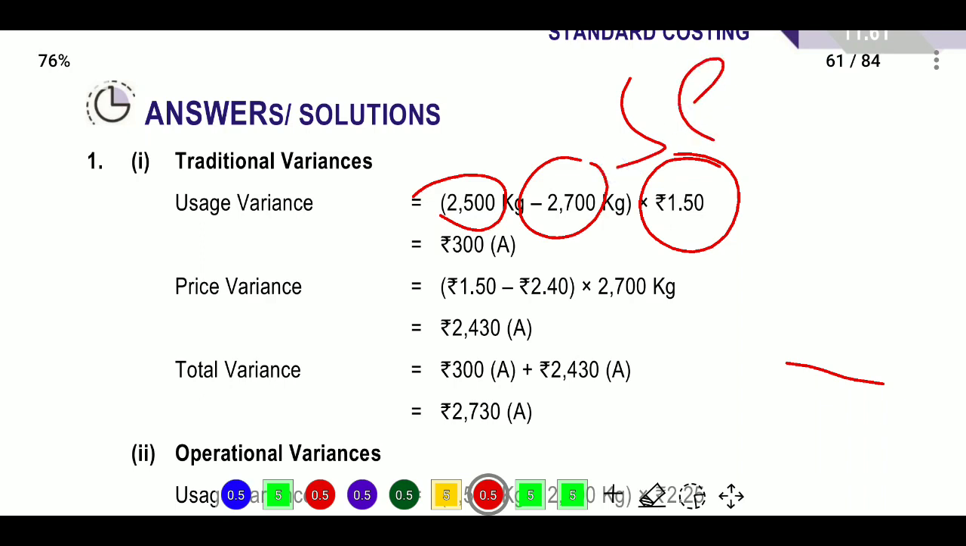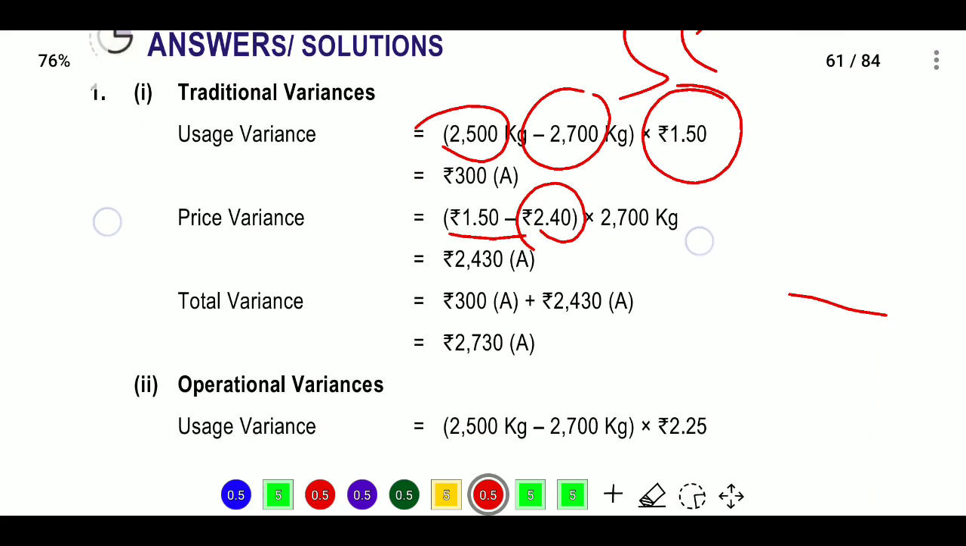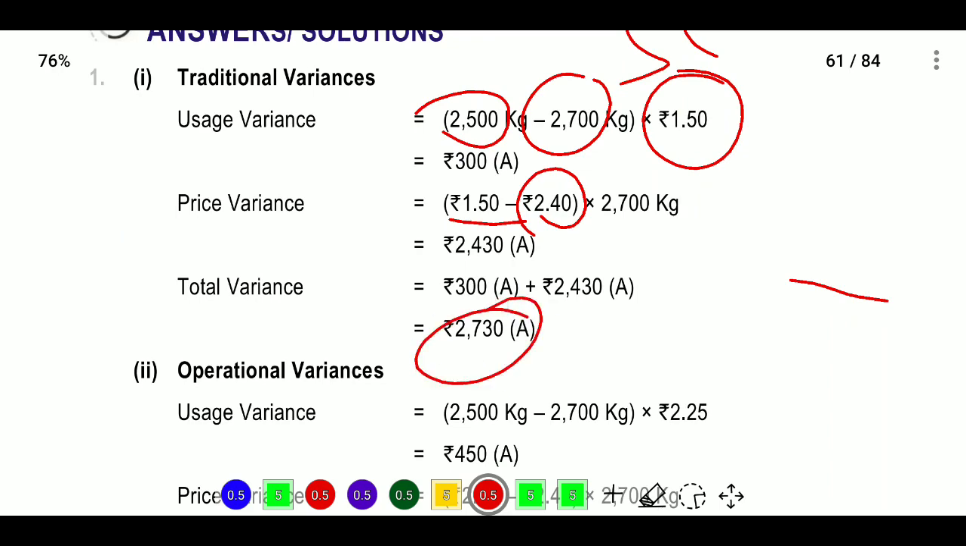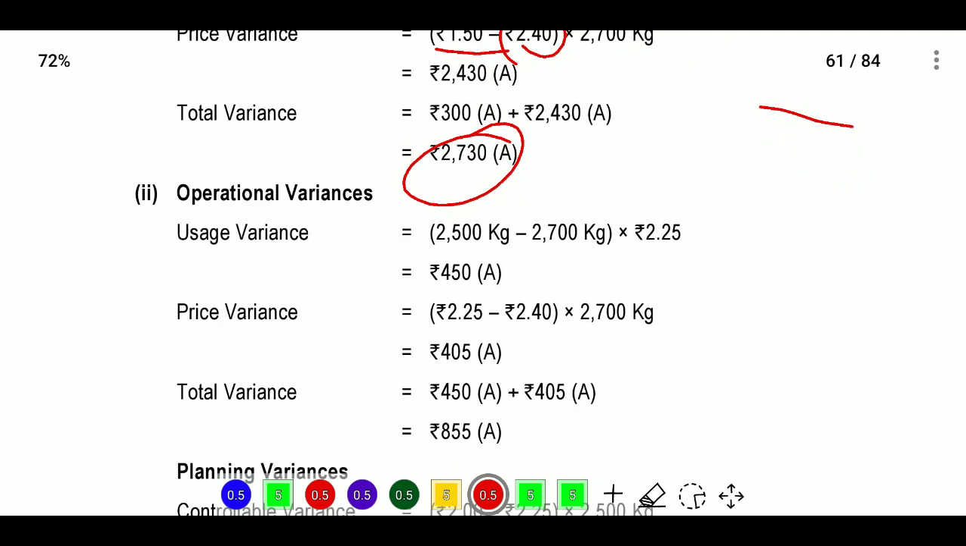And for the price variance, we take 1.5, which is their estimated price, and 2.4. How did we get this 2.4? They provided the actual, and based on that actual we got the cost. Next, the total variance will be 2730.